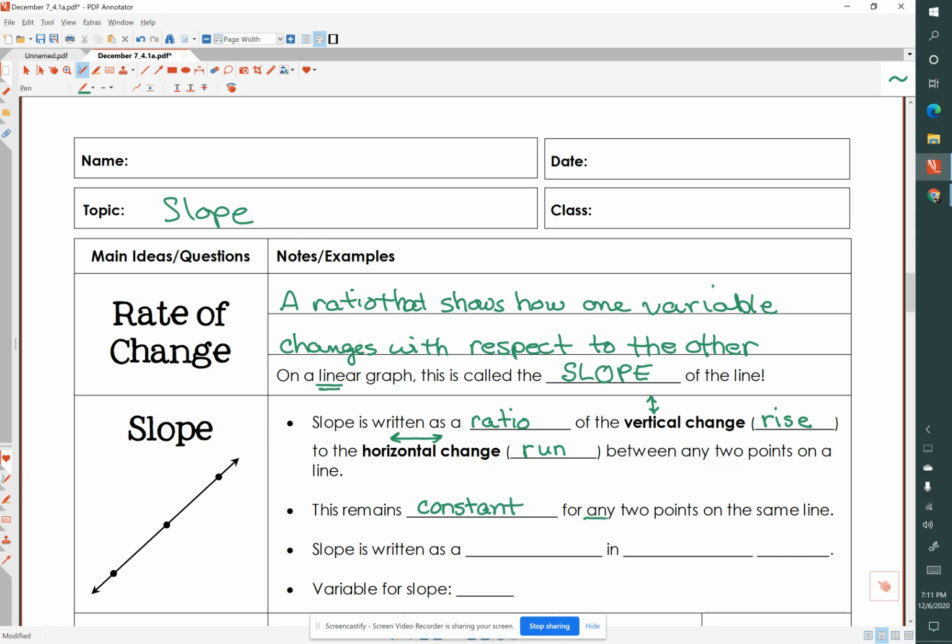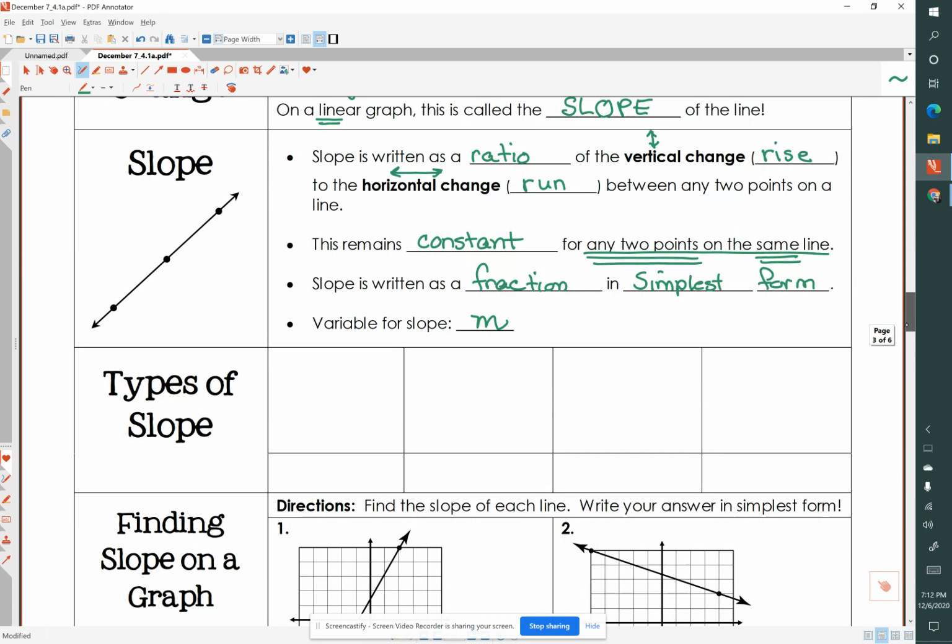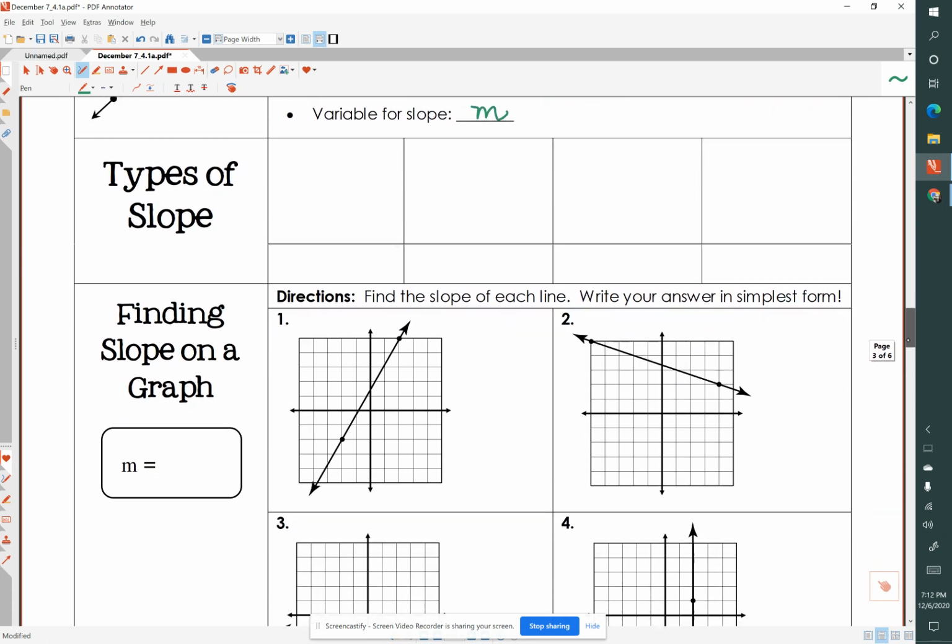So this remains constant for any 2 points on the same line. Any 2 points on the same line. So slope is written as a fraction in the simplest form. So always remember to reduce those fractions. We use a variable for slope of m. And when we see that m, we know we're being asked about the slope.